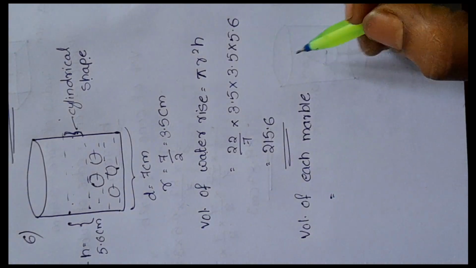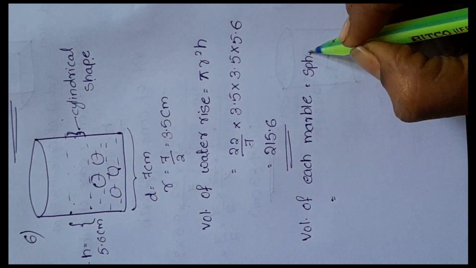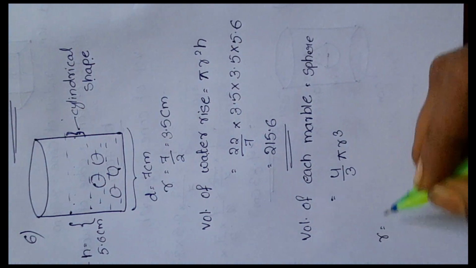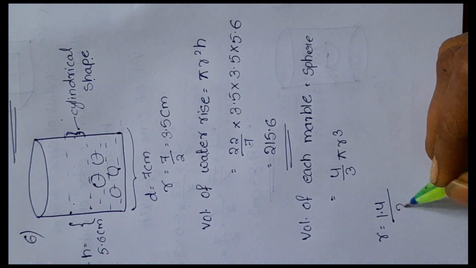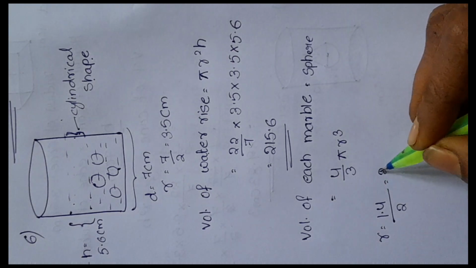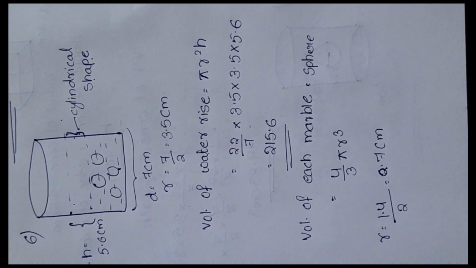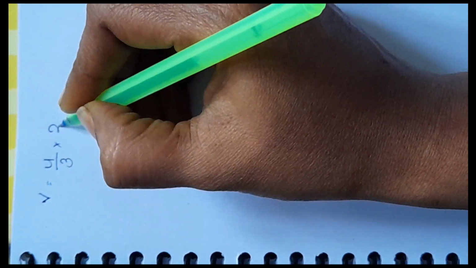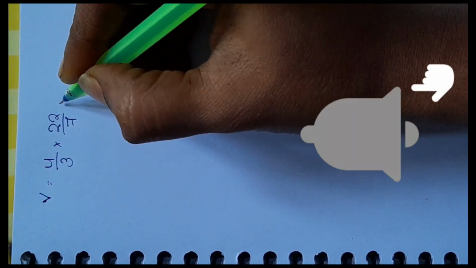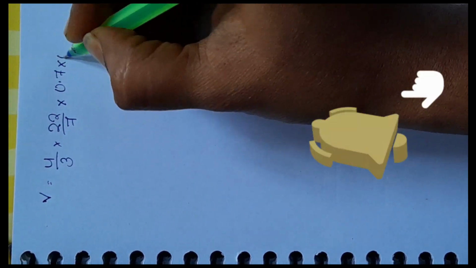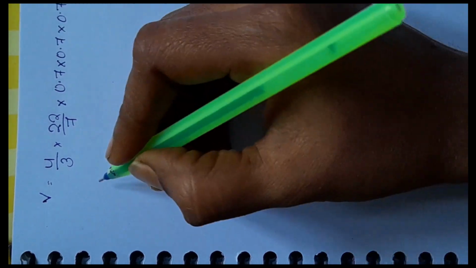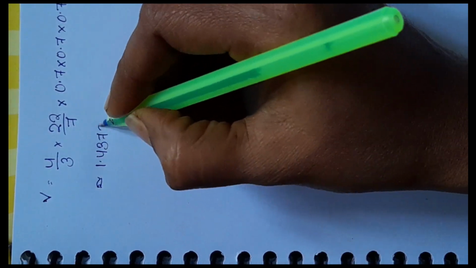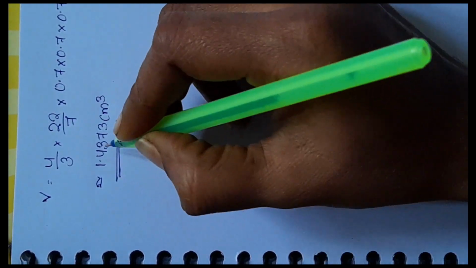Now the volume of each marble. As the marble is a sphere, we should take the volume formula of the sphere, that is 4 by 3 pi r cube. Here the radius is given as 1.4, so r becomes 1.4 by 2, that is 0.7 centimeters. Now the volume of each marble V is equal to 4 by 3, pi value 22 by 7, and r cube. R cube is 0.7 into 0.7 into 0.7. On calculating all these values, we get approximately 1.4373 centimeter cube is the volume of each marble.